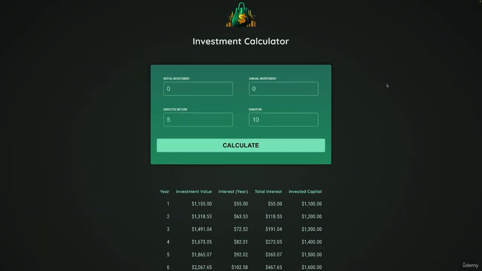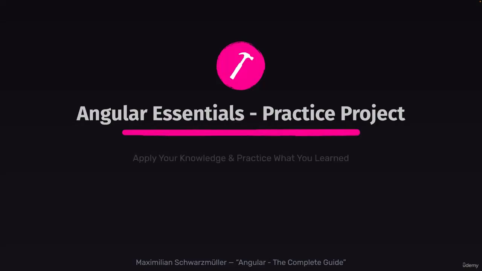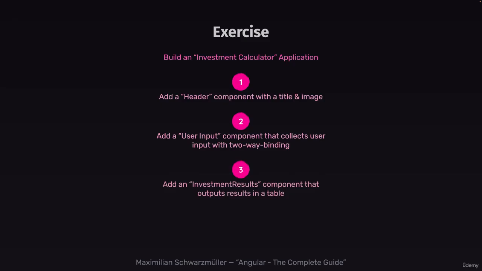But of course, this section is not primarily about this app, even though it's a nice demo app, but instead it's about applying the knowledge you gained thus far and about practicing what you learned. It's about practicing all those Angular essentials. And therefore this section now is a nice exercise where we will build this investment calculator by adding a header component with a title and an image, by adding a user input component that collects user input with two-way binding, and by adding an investment results component that will output the results in a table.